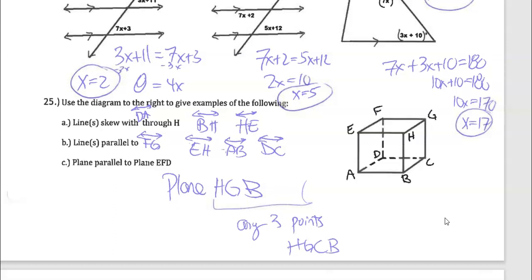And then parallel planes are a little bit easier. How parallel planes work is they just don't intersect. So E, F, and D are on the left, so the right is going to be parallel to it.